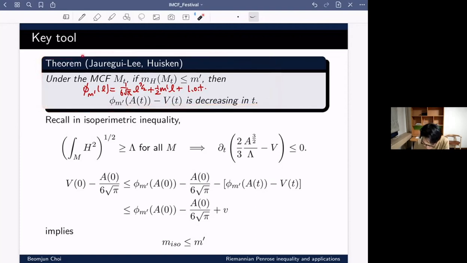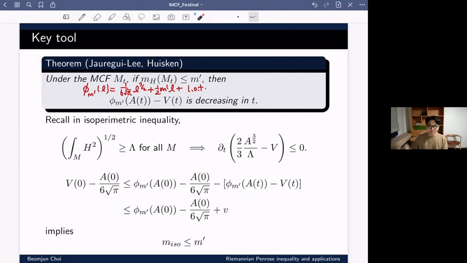Moreover, they have to show this is decreasing for weak solutions. Then by manipulating the monotonicity of this quantity, I can rewrite this monotonicity like this. If you take these two out, it's just a rearrangement of the monotonicity formula. Then suppose I start from some very large coordinate sphere. Suppose my M_0 is some very large surface, which is asymptotic to a coordinate sphere. And then I flow this by the mean curvature flow. Then I have this monotonicity.